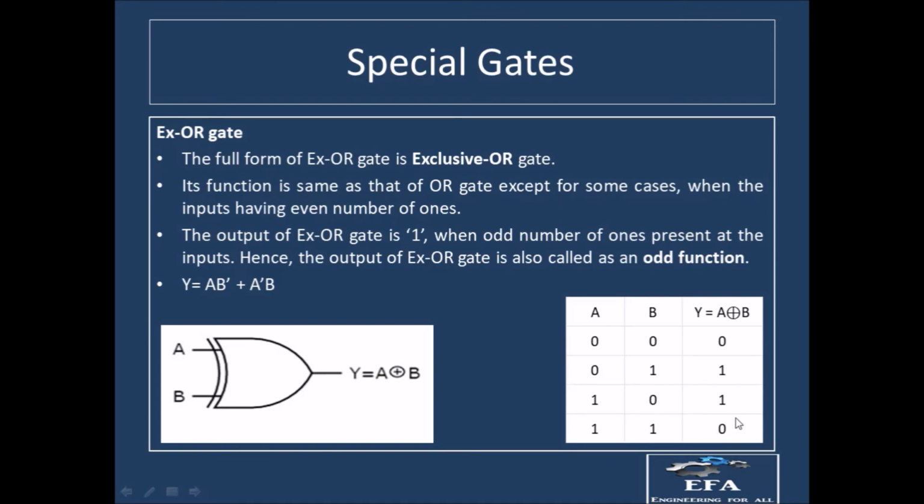Now, looking at this truth table, wherever we have the same entries at the input, like 0 and 0, and 1 and 1, we have 0 at the output. And wherever we have different entries at the input, like 0 and 1, and 1 and 0, at that place Y is equal to 1. So we can see that if there is an odd number of ones present on the input side, then the output is equal to 1, otherwise it is equal to 0. Therefore this XOR gate is also known as the odd function gate.